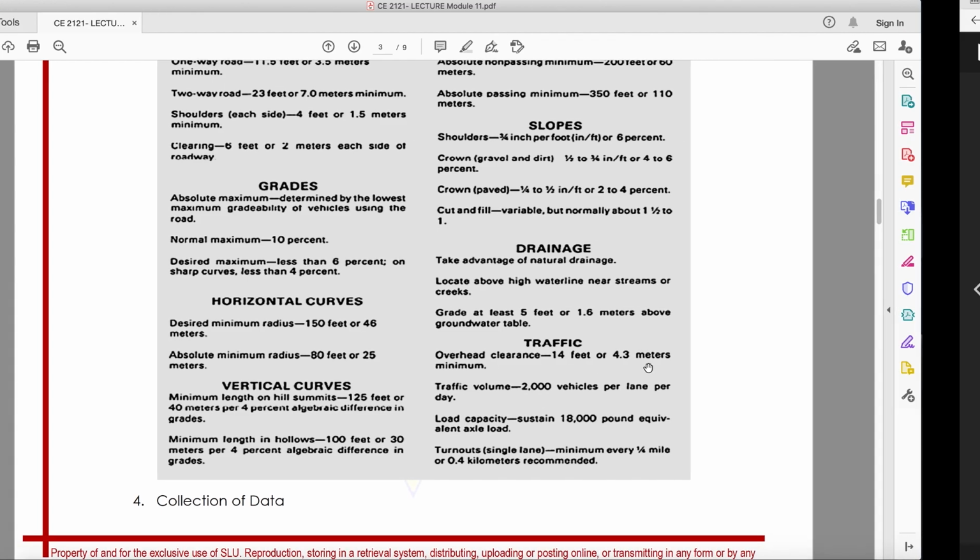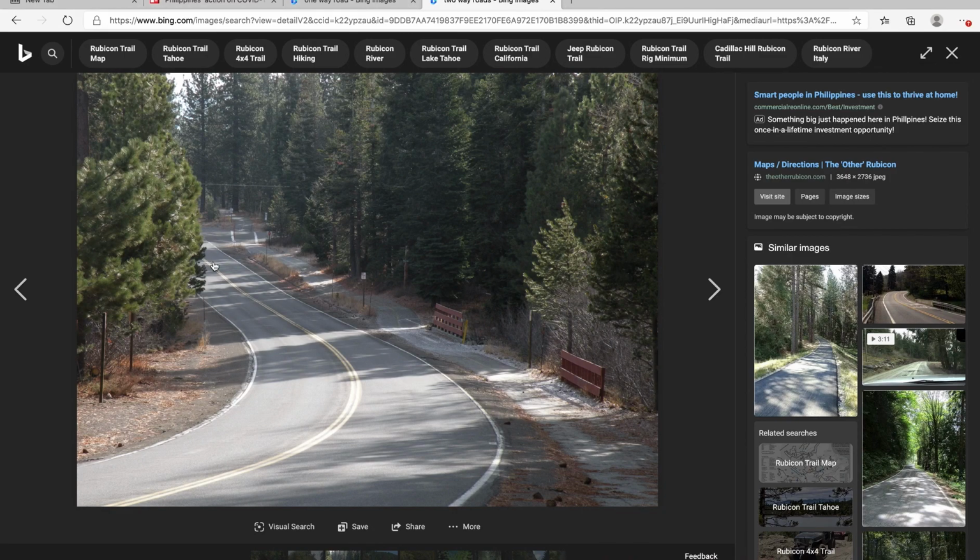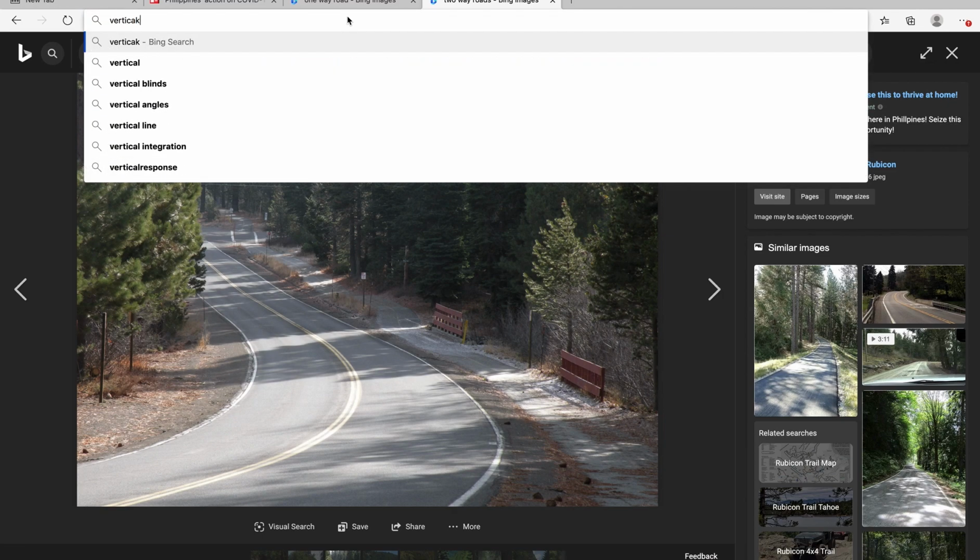When we say overhead clearance, if this is, for example, your road, yung vertical clearance, ibig sabihin, dapat makakadaan pa rin yung sasakyan na hindi lalagpas sa 4.3 meters. Now, if lalagpas na yan sa 4.3 meters, yung dadaan na sasakyan or sabihin natin na truck, yung vertical clearance natin is 4.3, hindi na siya makakadaan. Okay, so let's try to search vertical clearance.